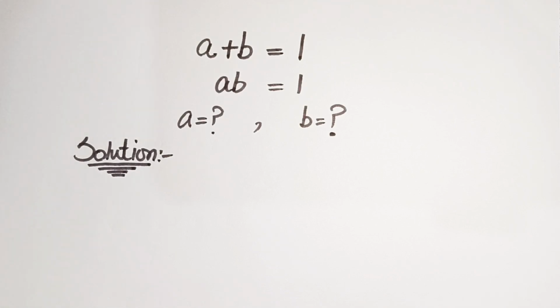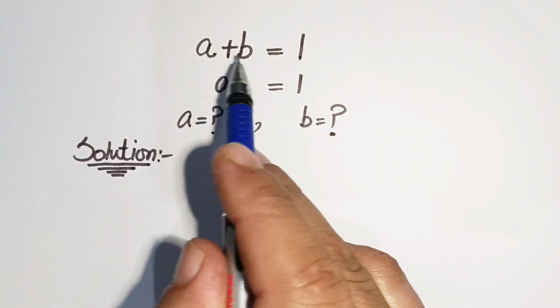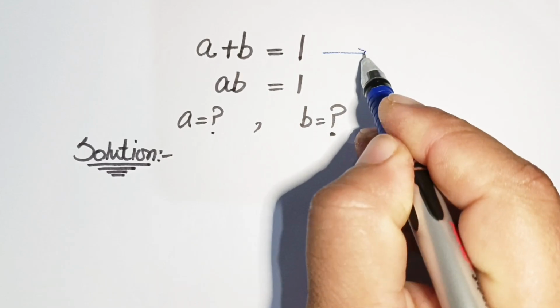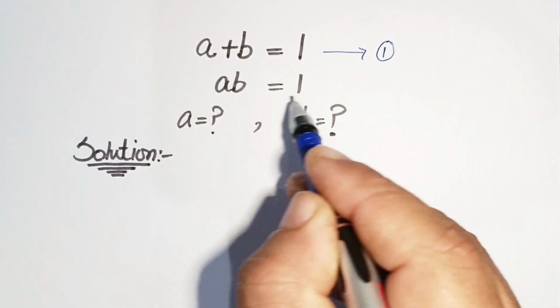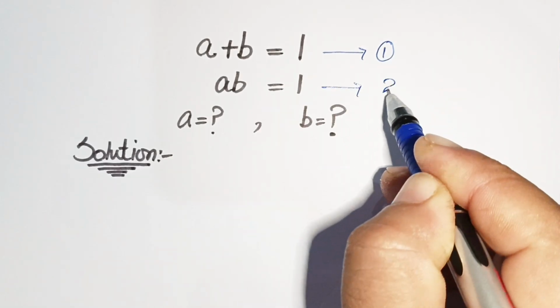Today our problem is: a plus b is equal to 1 and a times b is equal to 1. So here we have to find the values of a and b. Now let us consider a plus b is equal to 1 as our first equation, and a times b is equal to 1 as our equation number 2.